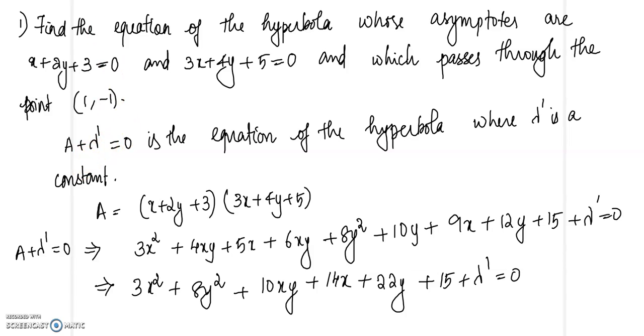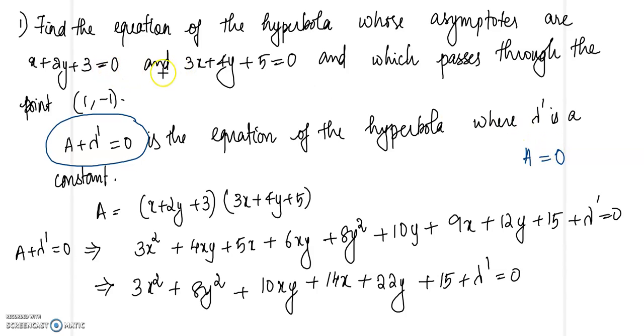So the equation of the hyperbola and the equation of the asymptotes differ by a constant. In the last class we saw the relations between the asymptotes and the conjugate hyperbola. So the equation of hyperbola will be A plus lambda dash equal to 0, and if you are given a point on the hyperbola we can evaluate the value of lambda dash. Now A equal to 0 will be the equation of the asymptotes.